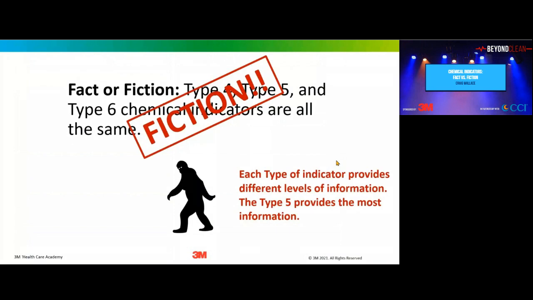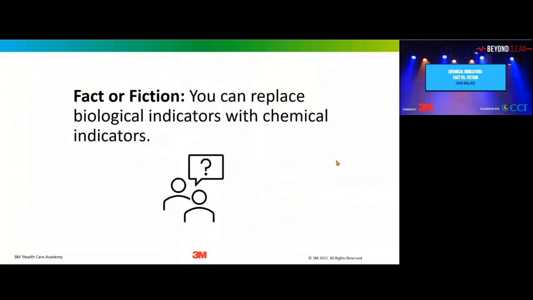We've heard this time and again: you can replace biological indicators with chemical indicators. In other words, another way of saying that is they kind of do the same thing. They kind of give you the same information. So you can use a CI where you use a BI. So let's dig into that a little bit.